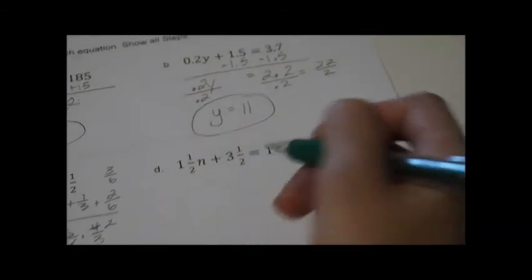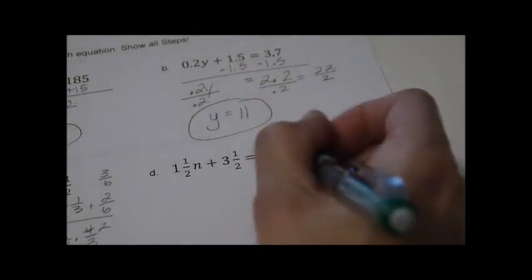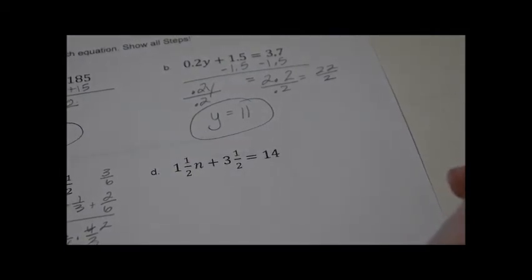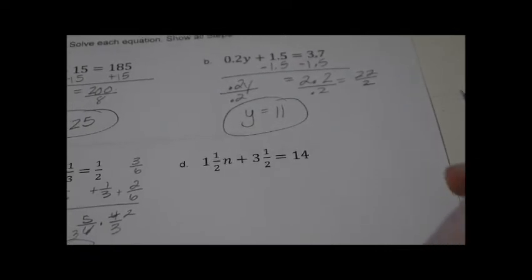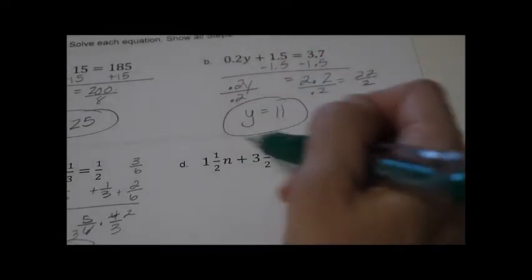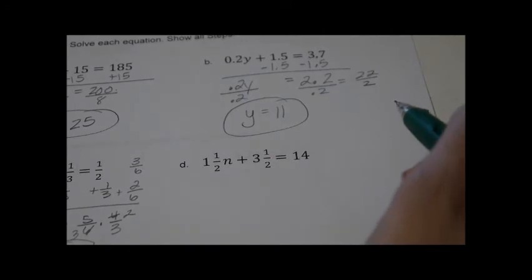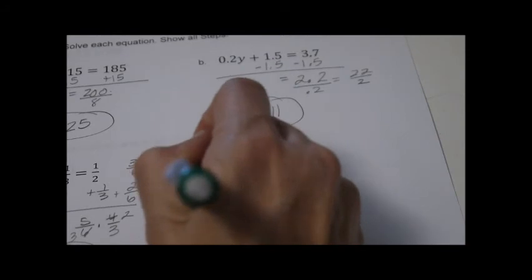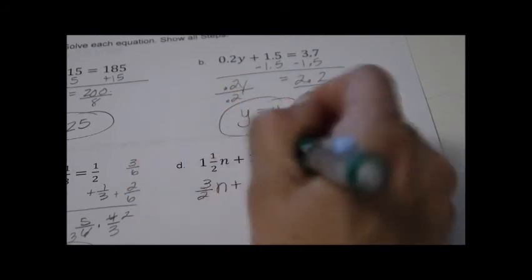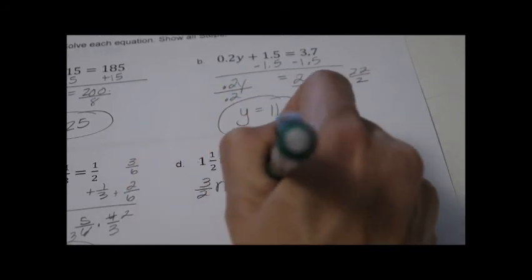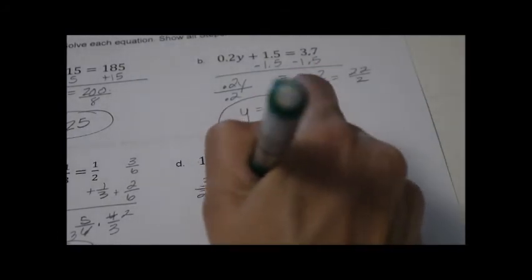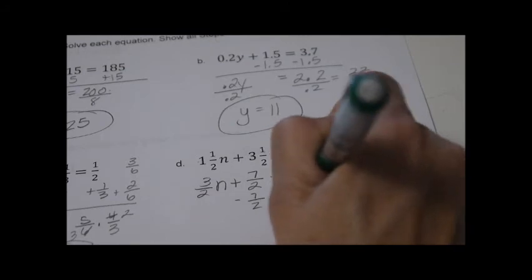Okay, so this one, what we learned last week is let's get these into improper fractions. I think it will save us some time down the road. So let's go ahead. That is the same as 3/2 n plus 7/2 equals 14. So that wasn't too painful, was it? So now we're going to subtract 7/2 from both sides.